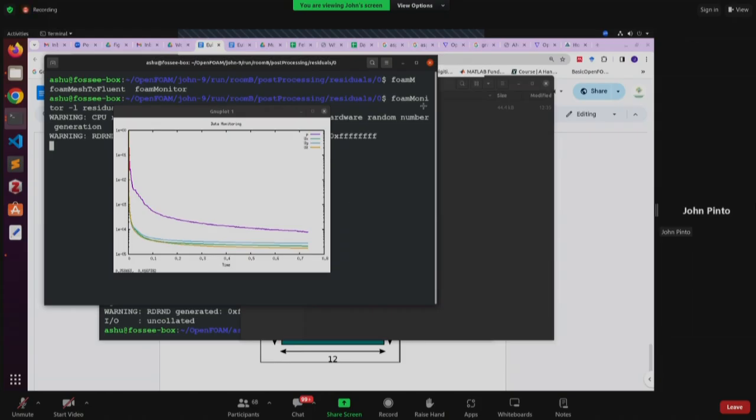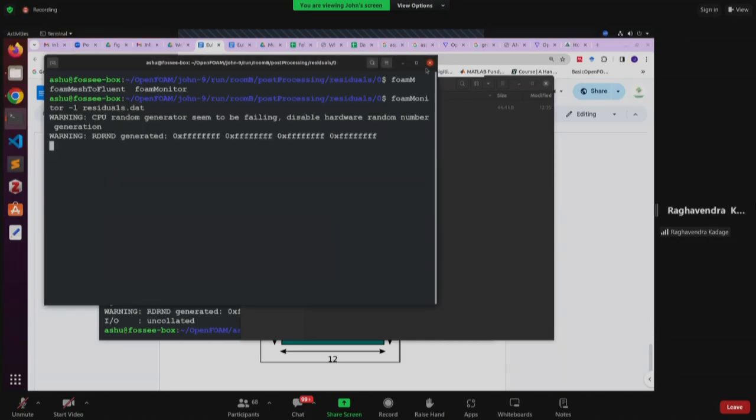So if you see in this case, for one of my simulations, the residuals were coming down. So I know that, okay, it is kind of converging, but my pressure has not become stable. So I need to run it for a little bit longer. So with this, you can estimate what runtime you need. Yes, understood. Thank you. Okay, welcome.